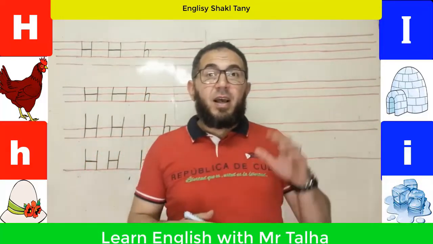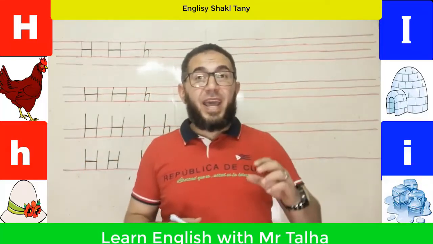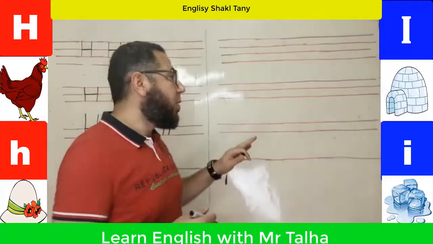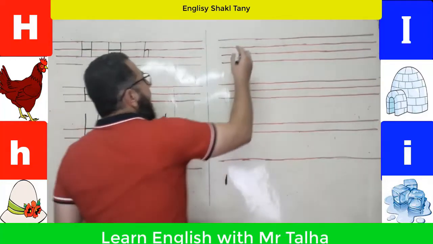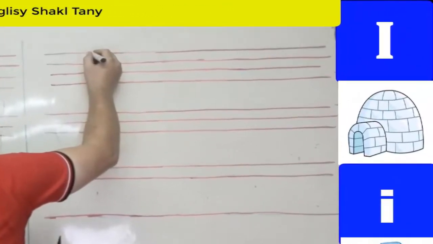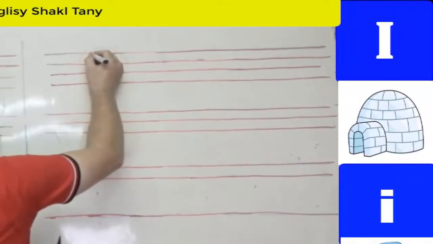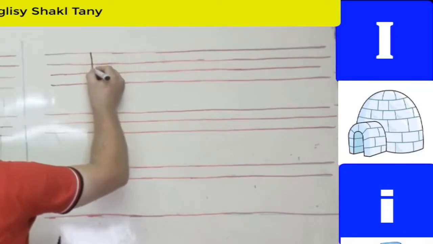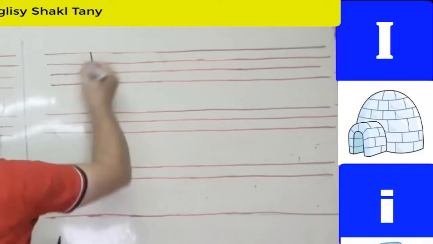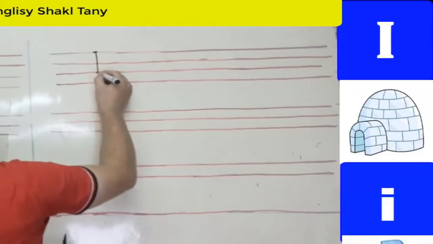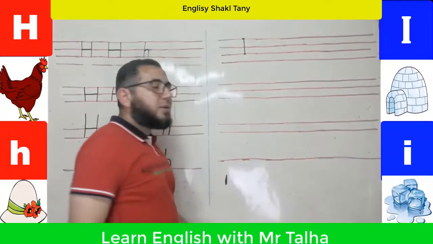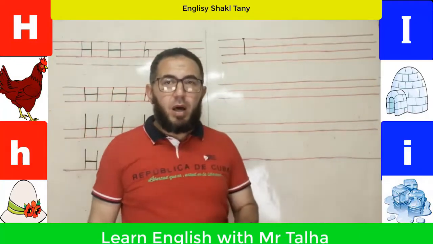on the lines. Let's start with the uppercase I. So when we write uppercase I on the four lines, I must start at the top, then go down with a straight line like that to the third line, and then make a short sleeping line here and a short sleeping line here. It's called I capital.